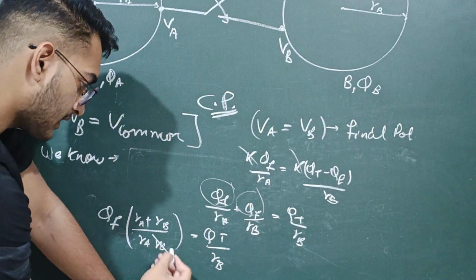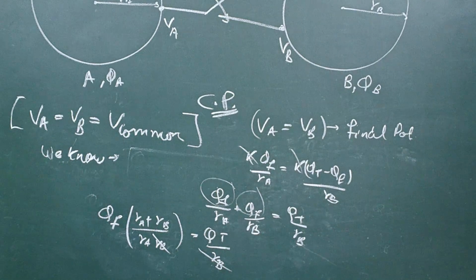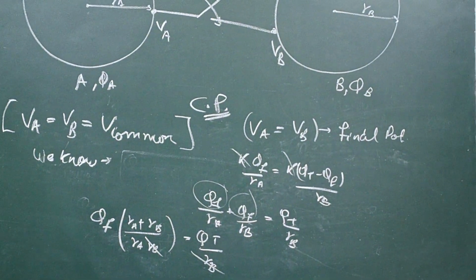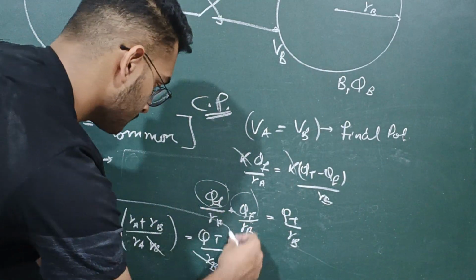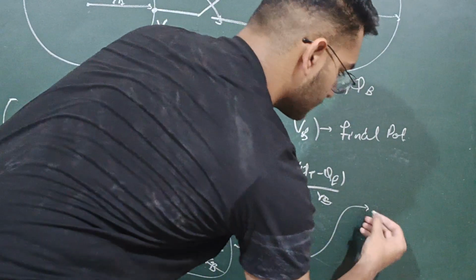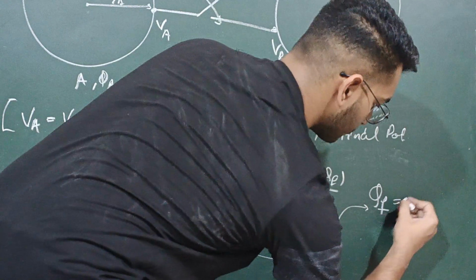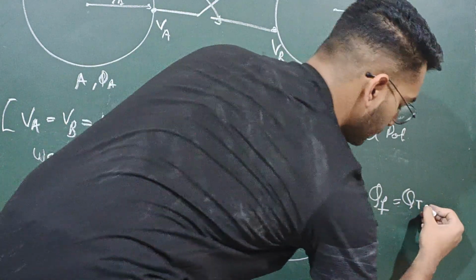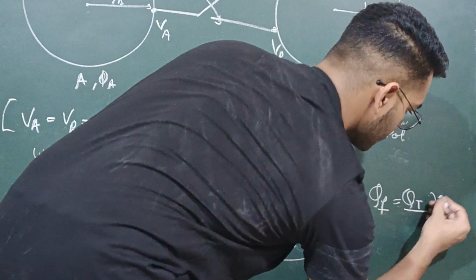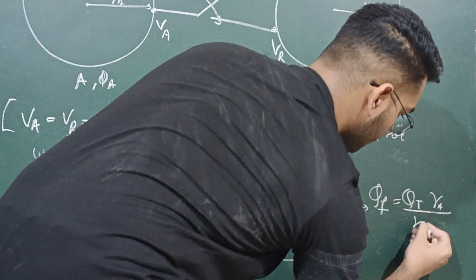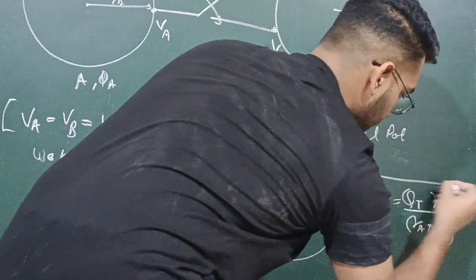Now the denominators are the same, so I can cut this RB and get rid of all those extra constants. I get this here. So this equation, I'm writing this here. So I just get the final result as Q final equals QT, and this is the denominator, so I will cross multiply it. RA upon RB plus RB, and this is the final result I get.